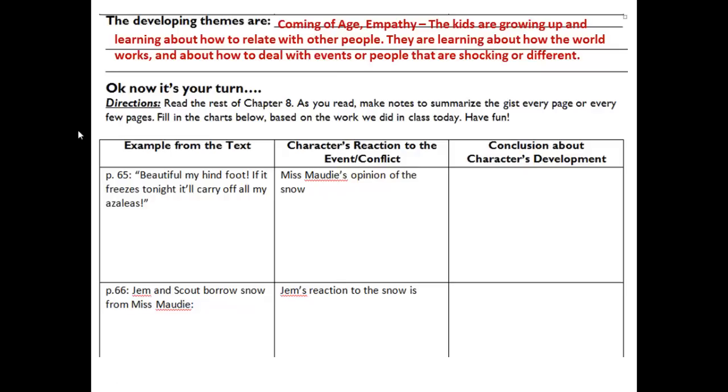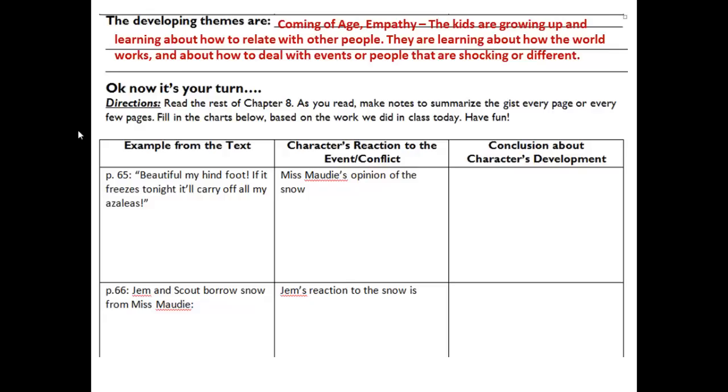It's pretty clear that there's a lot going on in this novel, and we're seeing the novel through the eyes of these kids. We're seeing the events through the eyes of these kids. And these kids do a lot of growing up. And part of growing up means learning how to empathize with others and how to build relationships with others. So in my mind, coming of age and empathy are two of the strongest themes that seem to be coming out of this text so far. That doesn't mean that they're the only ones, though.